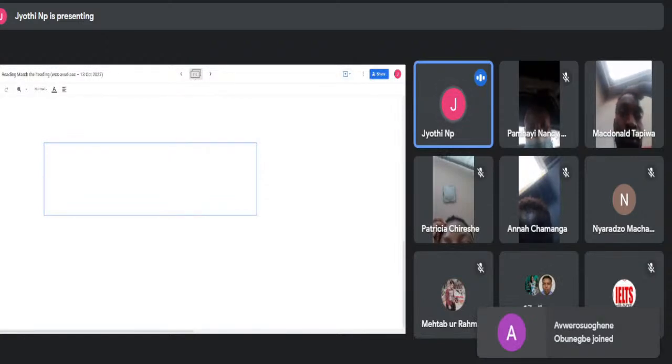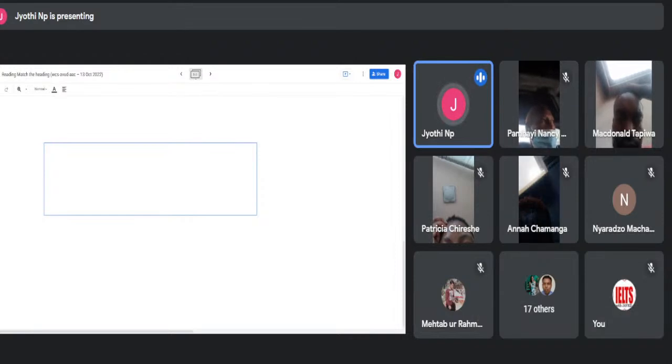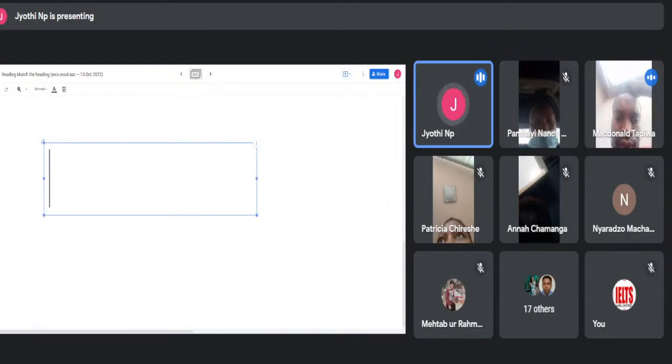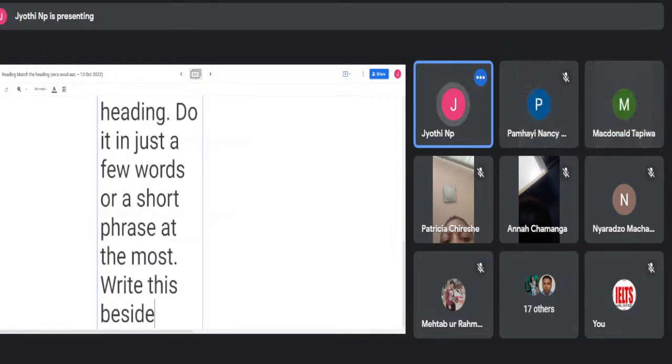So then you have to summarize the main idea. That is, you have to paraphrase it in your own words. That is, you have to give your own title. So you have to summarize the main idea where you're giving your own title.